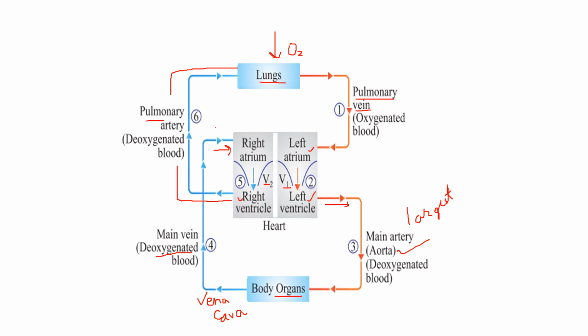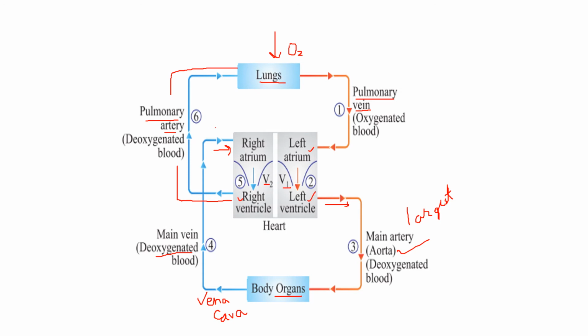So one thing you have to learn, that only this pulmonary artery is the artery which is carrying the deoxygenated blood from the right ventricle, or from the heart, to the lungs. And the pulmonary vein is carrying the pure, oxygenated blood from the lungs to the left atrium, or you can say to the heart. You have to learn which vessel brings the blood to body organs, that is the aorta.